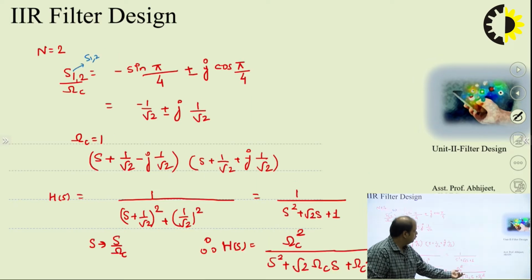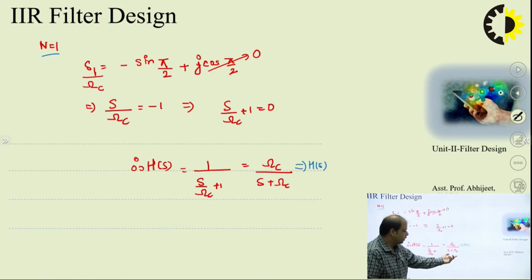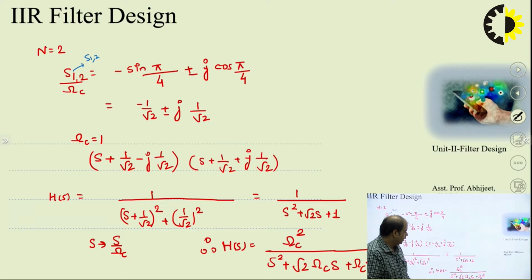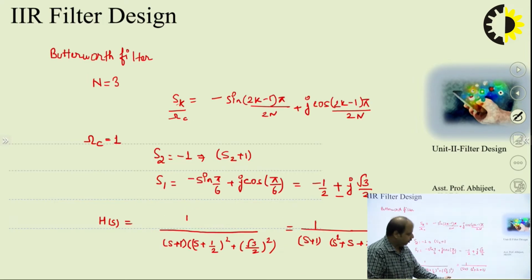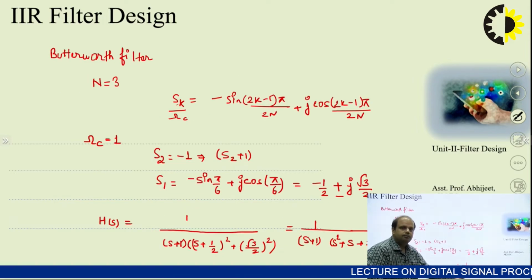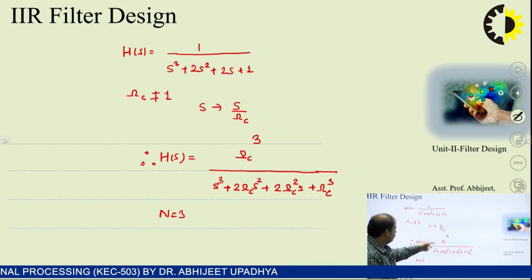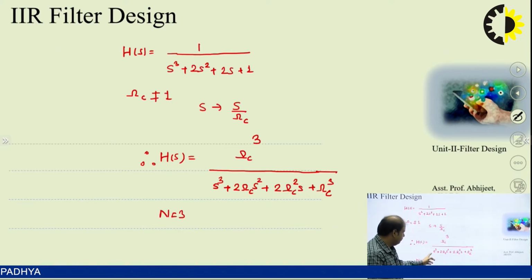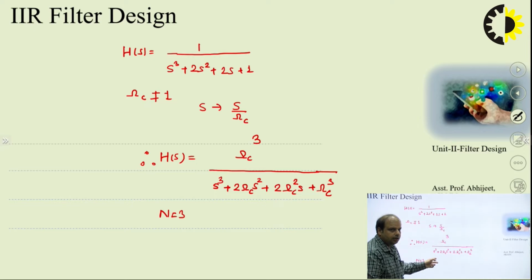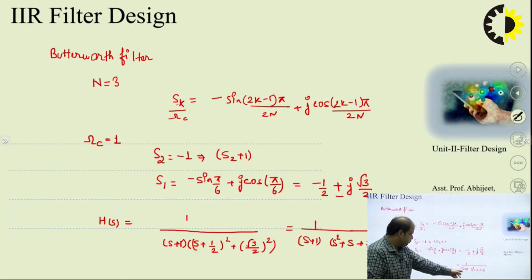Just look at the expressions which are arriving. For n is equal to 1, we have S plus omega c. For n is equal to 2, I have a quadratic here. For n is equal to 3, I have a simple pole, and then this will always be normalized by omega c to give this. So for n is equal to 3, it has one simple pole also.